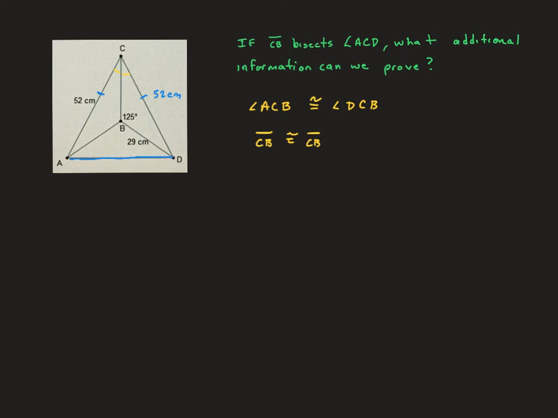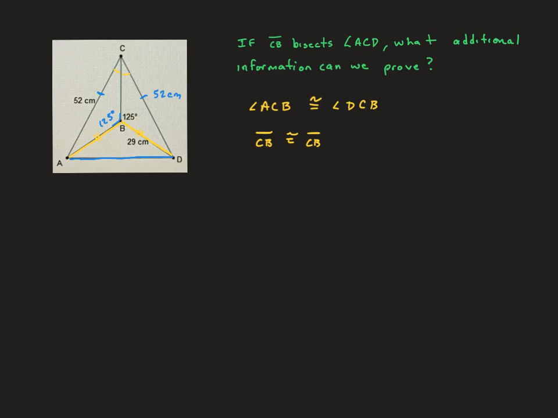And I'm trying to think, what else can I prove? Well, the measurement of angle ABC should be equal to 125 degrees, and then segment AB should be congruent to segment DB. Okay, those are congruent.